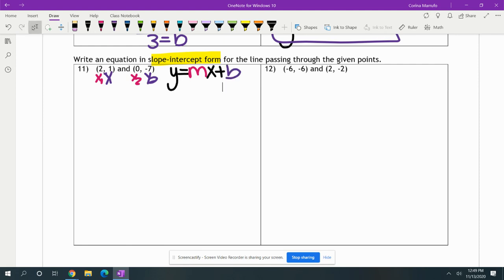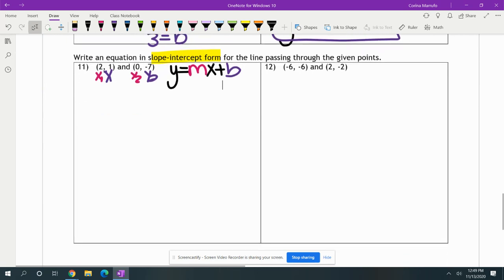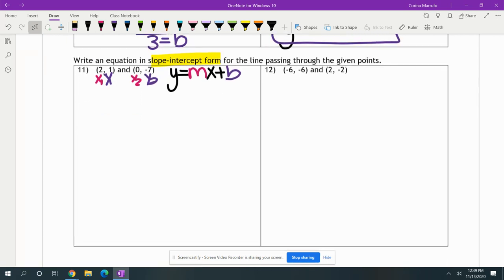On the previous problem, they gave us the m. On this problem, they're not giving us the m. Luckily, there's a formula that you can find the slope with 2 points. So we can find what m is equal to by subtracting our y values, starting with the second point, and then you divide it by subtracting your x values. So 0 minus 2. When we do that, -7 minus 1 is -8. And 0 minus 2 is -2. And when we reduce that, that gives us a positive 4.